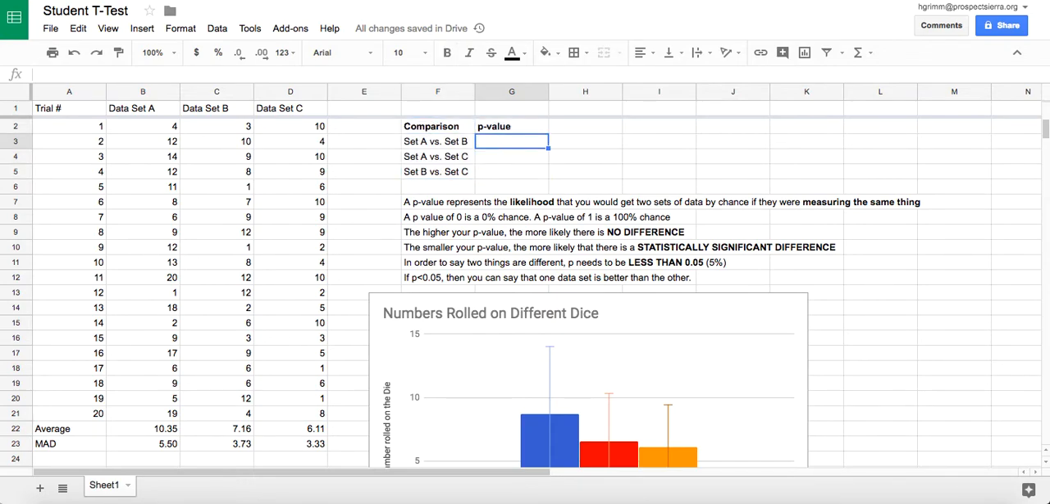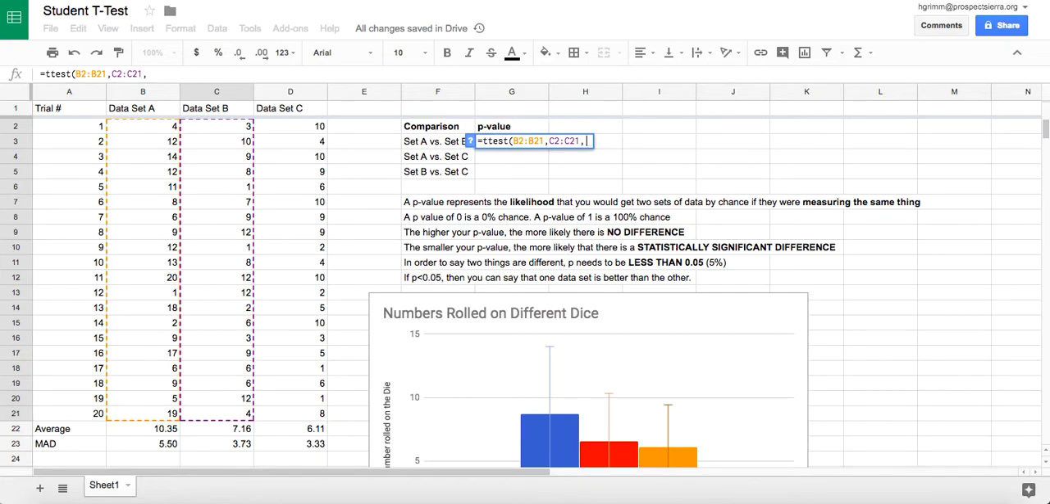So I'm going to type in equals t-test, parentheses. Then I'm going to highlight all the data points for my first test group, just like I would if I was taking an average. And then I'm going to put a comma in, so now it knows that that's my first test group. Now I'm going to highlight all the data from my second test group, and then I put in a comma. So you can see here it highlighted my first test group and my second test group. These are the two things that I'm going to be comparing.